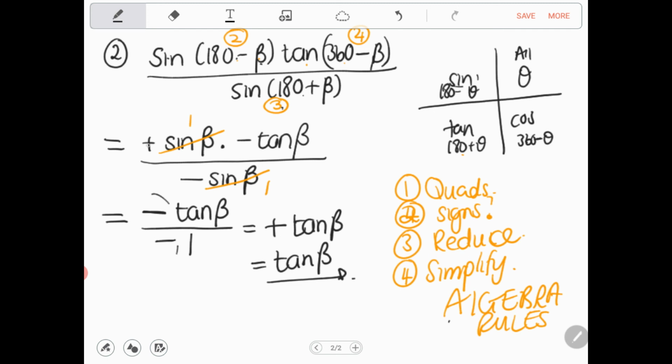It's also fine to do all your signs in one step. So positive times a negative divided by a negative. It's entirely up to you as long as you don't break any of your algebra rules.